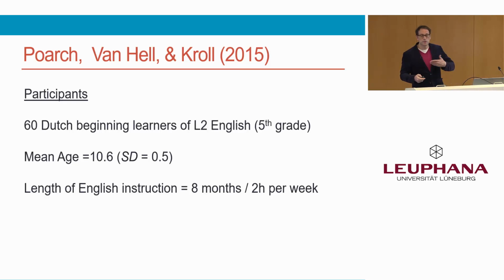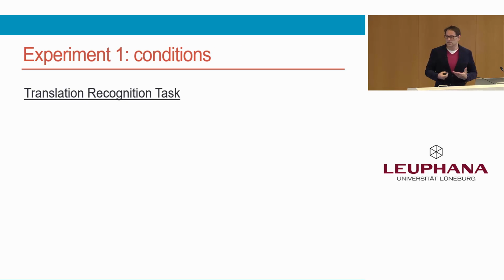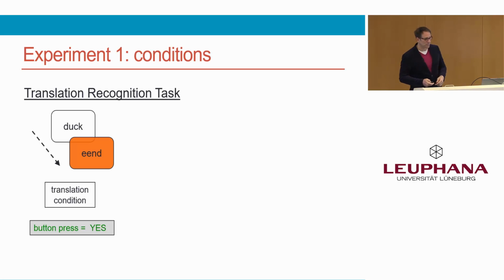Now, we ran 2 experiments with them. One was a translation recognition task. The traditional translation recognition task can either be used, if you flash words on the screen, and you have to decide, yes, this is a word, or no, this is not a word. And then you would use pseudo words or real words. You can also do this across language, and it would work like this, okay?